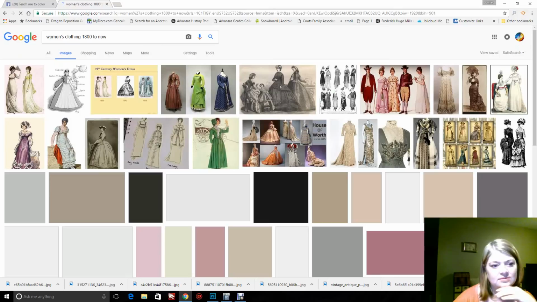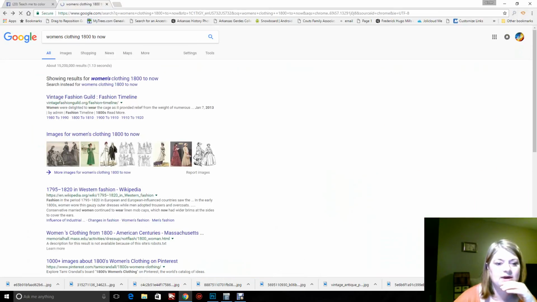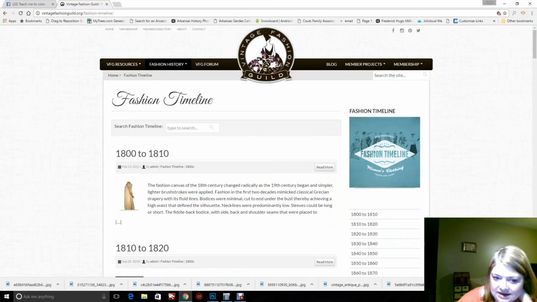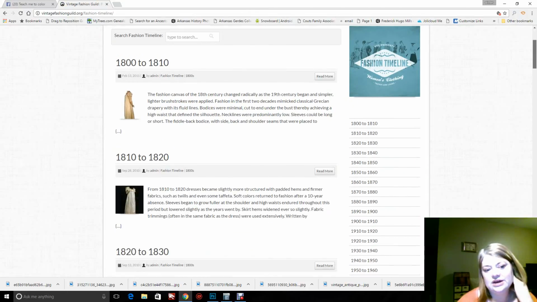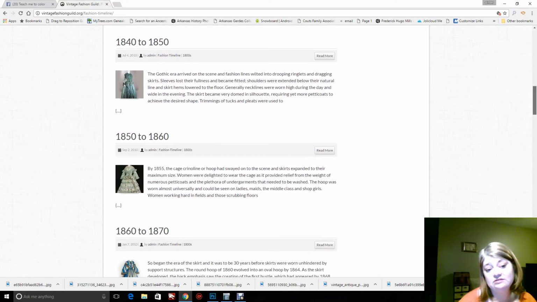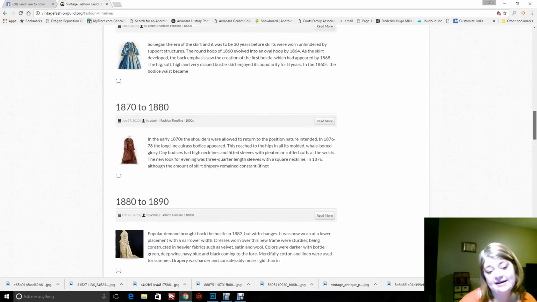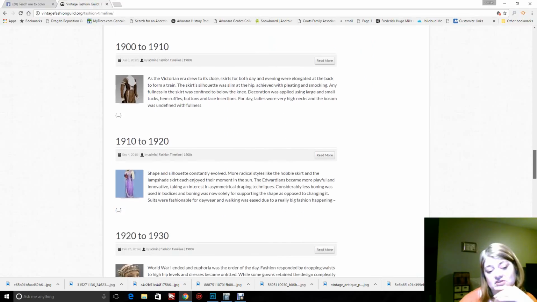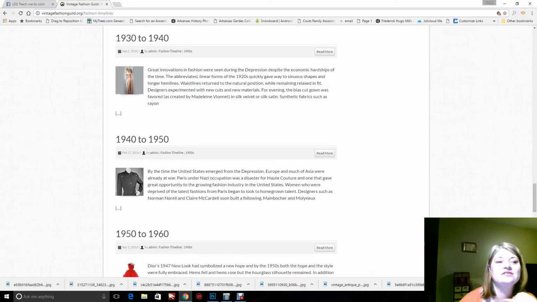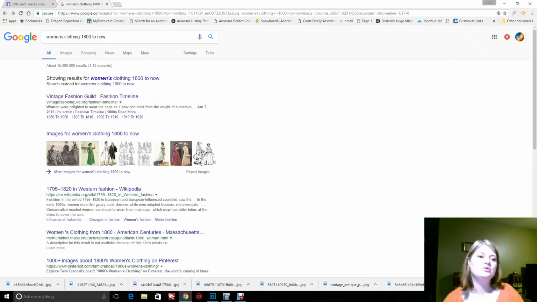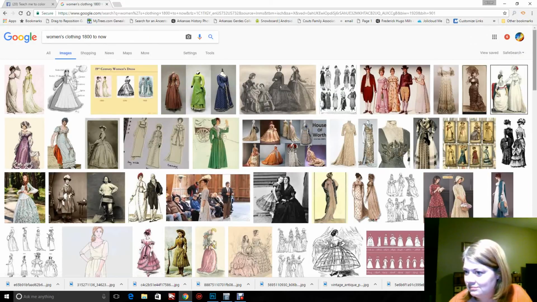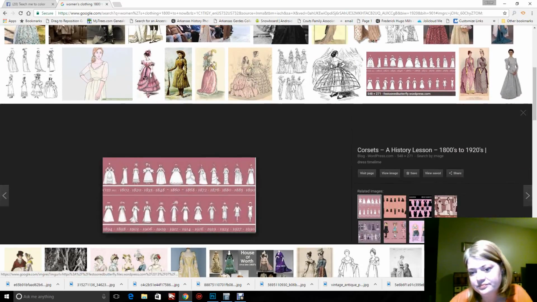I'm going to look at images, but you can look at the fashion timeline. Let me go back real quick. There's a fashion timeline here, and it will go through. A lot of this is reading, but it does go through the different styles of clothes. It gives you an image, kind of what you're looking at, and how they dress during that time period. You'll also see things like accessories and stuff like that. And sometimes accessories are very important in helping us in our research to determine when a certain style was popular.